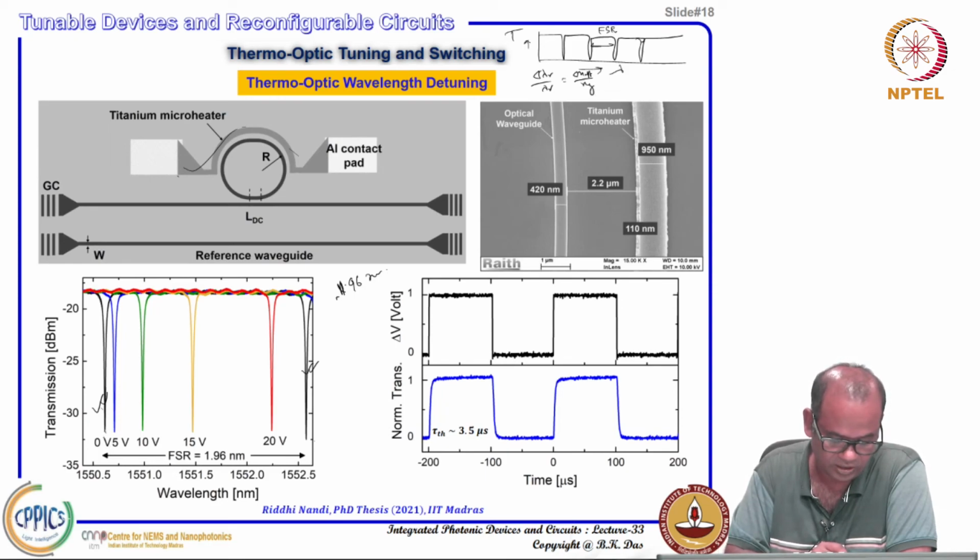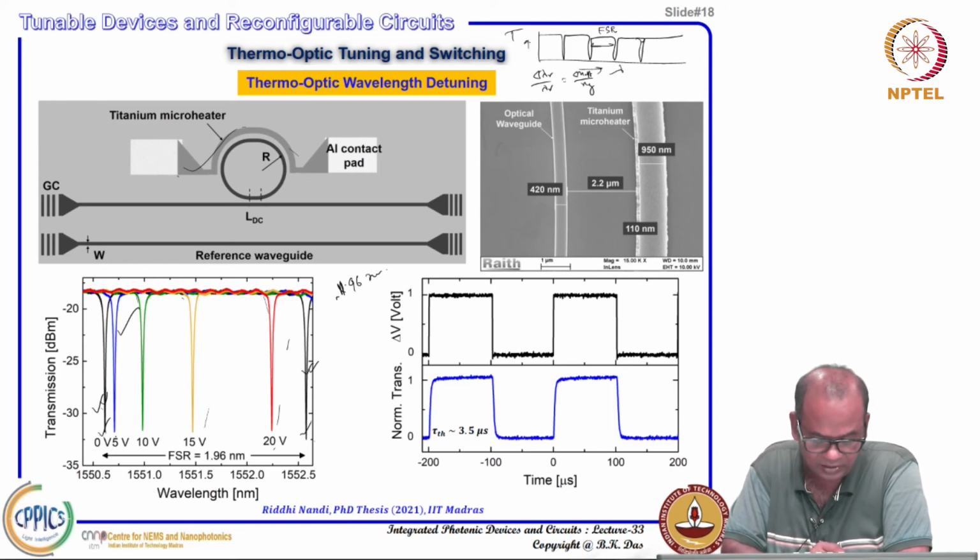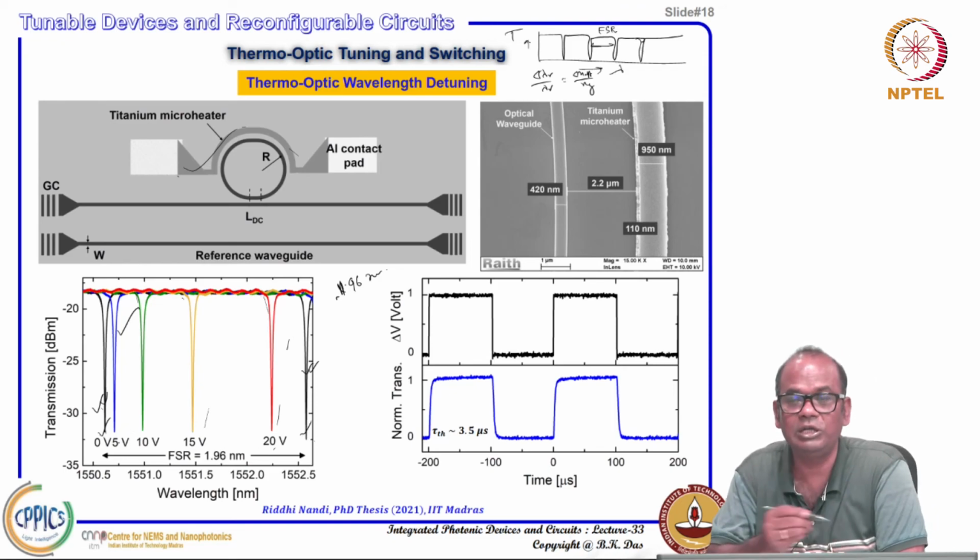If you are applying 0 voltage, you get this resonance and this resonance. Now you apply 5 volt, you see this blue curve, the resonance is red shifted, you could tune. And then if you give 10 volt, it again shifts, the green curve. 15 volt it comes here, 20 volt it comes here. So almost the entire FSR you could detune.